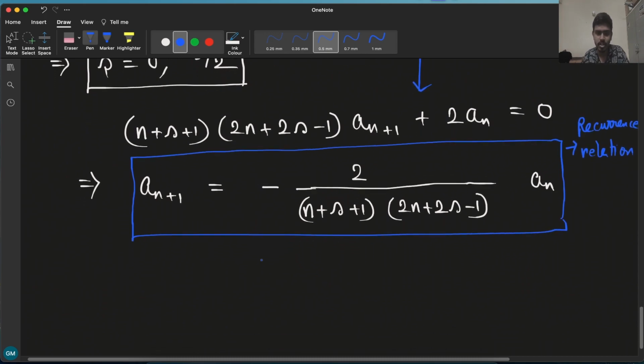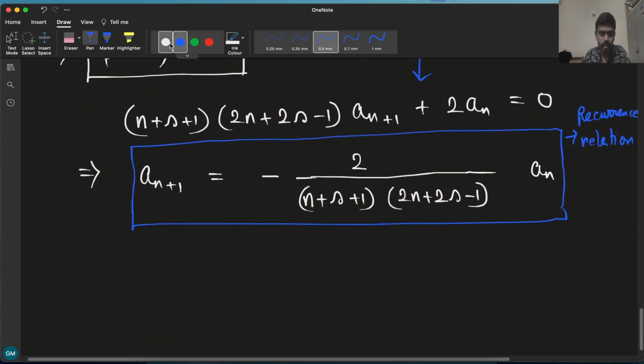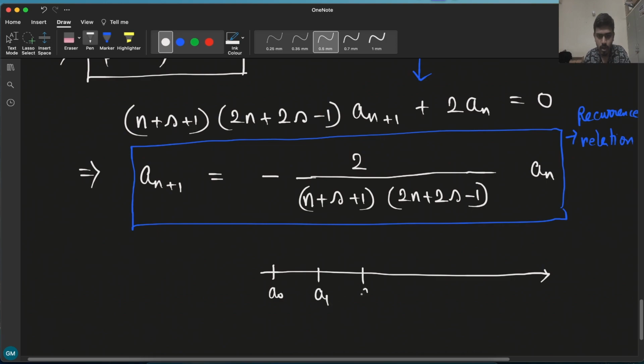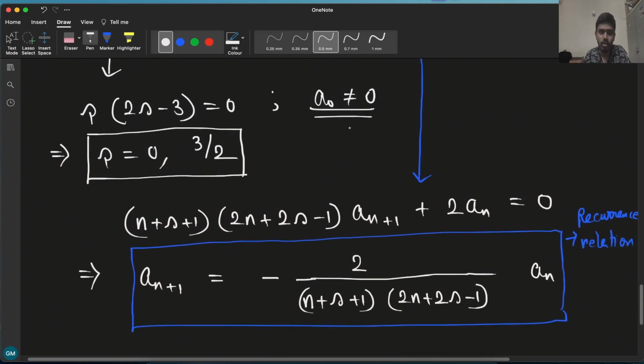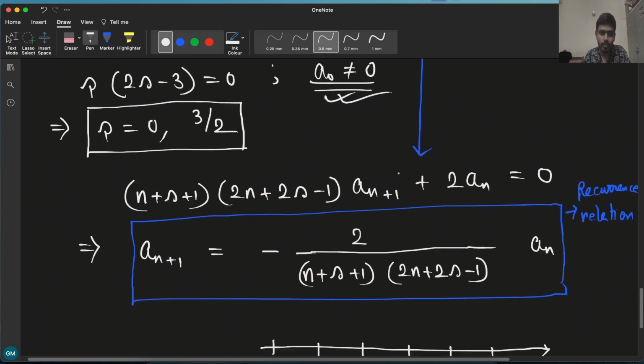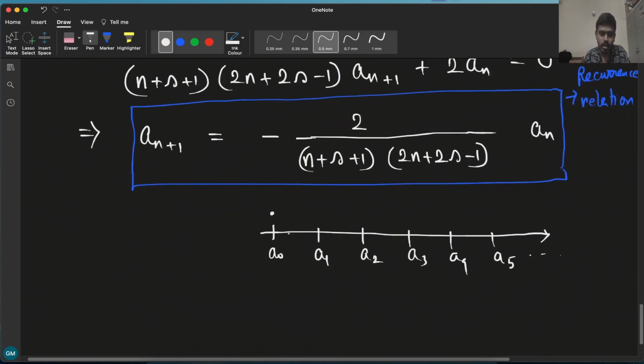So what this recurrence relation says is basically, it's a very simple recurrence relation. Like if we have a0, a1, a2, a3, a4, a5, dot dot dot. Okay, so a0 is not equal to 0, right? So I will start from a0 then, and if I start from a0, this recurrence relation says is basically from a0 it can go to a1.